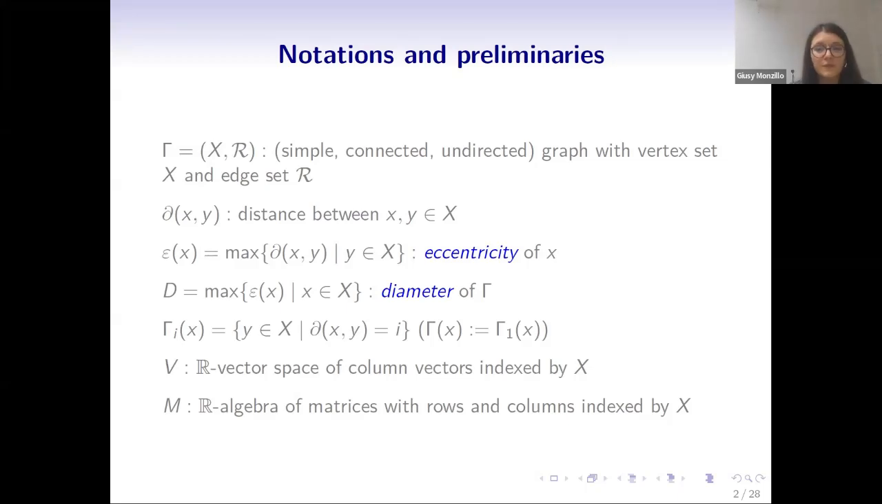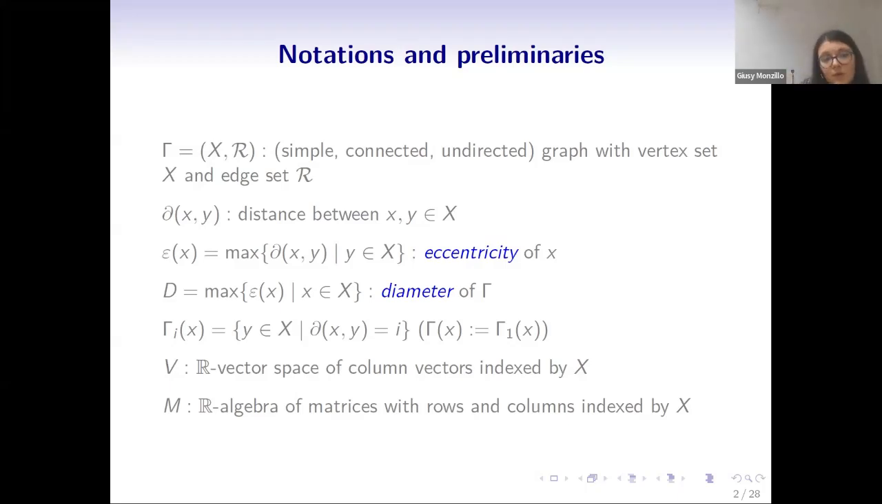And then once we fix a vertex x, we will consider the so-called subconstituent gamma_i of x, of gamma with respect to x, that is made of all the vertices y that are at distance i from x. So when you have such a graph, we can fix a vertex x and partition all the vertices with respect to the distance from the given one, and we get these layers that we call subconstituents.